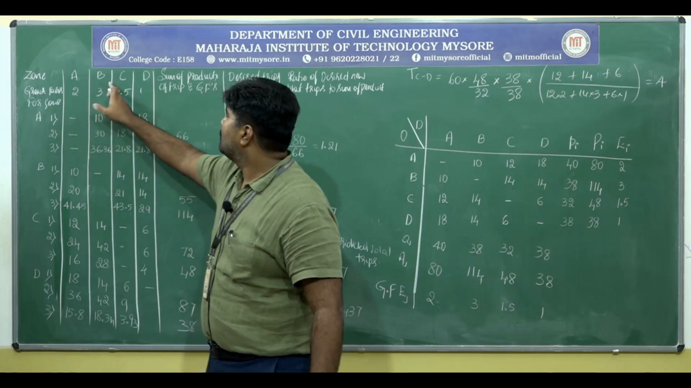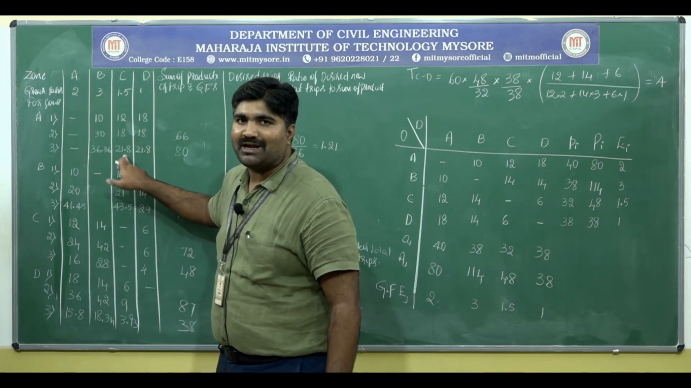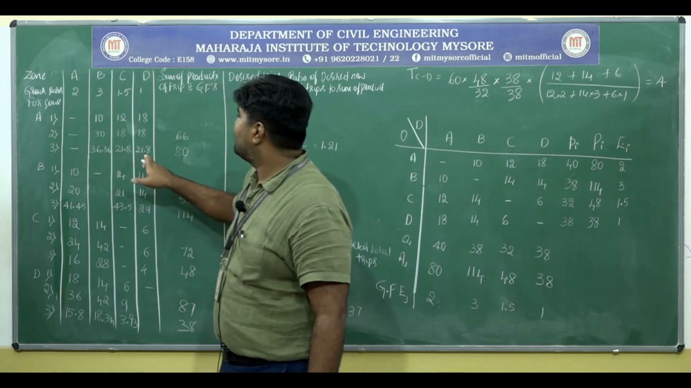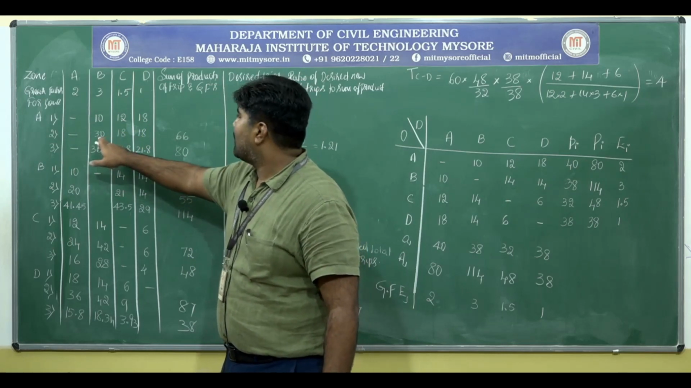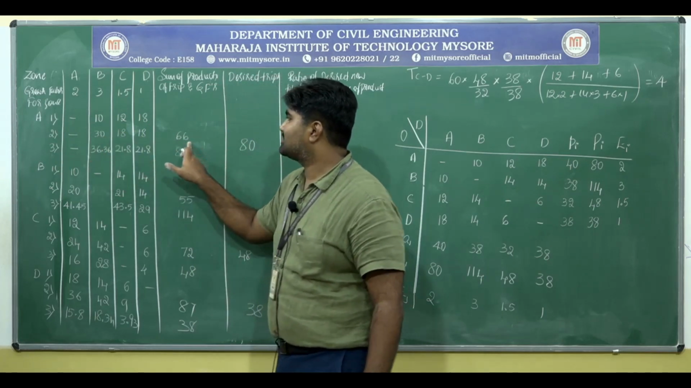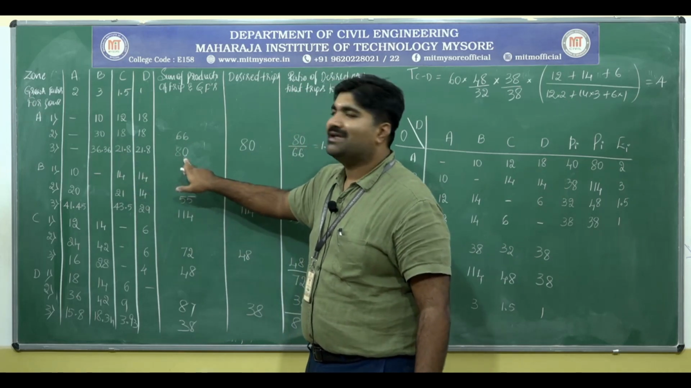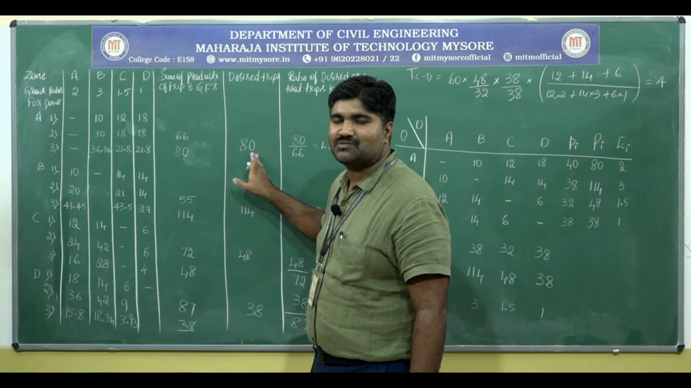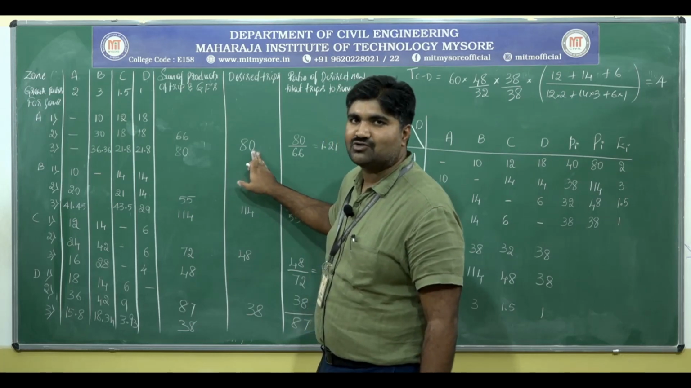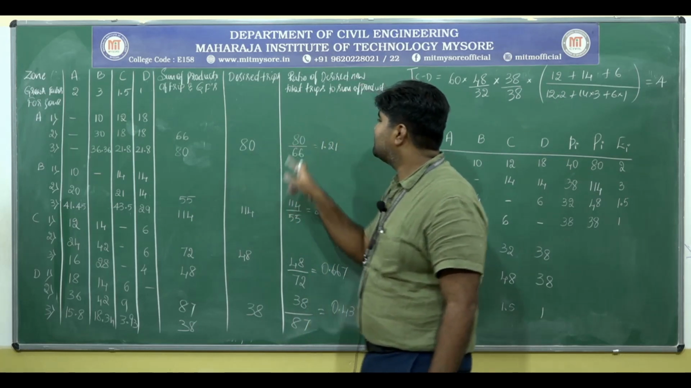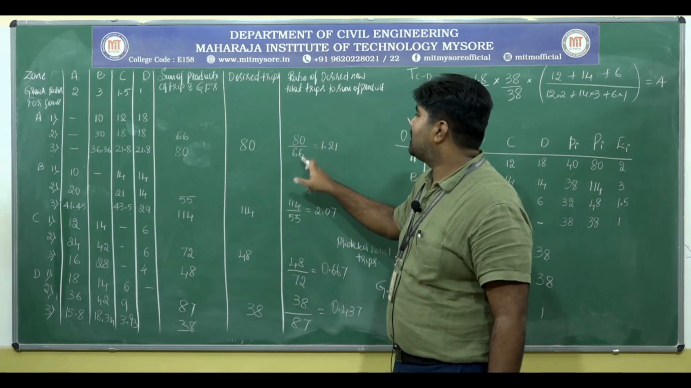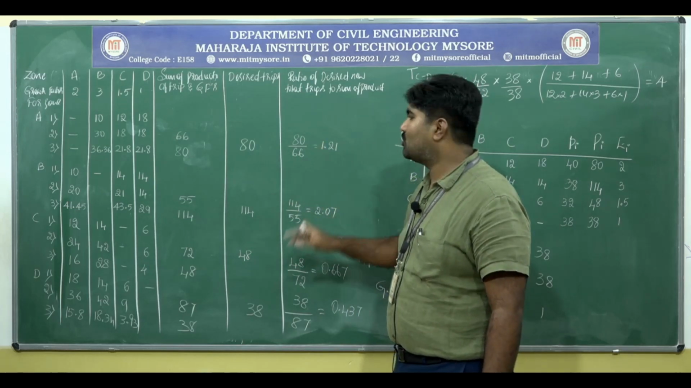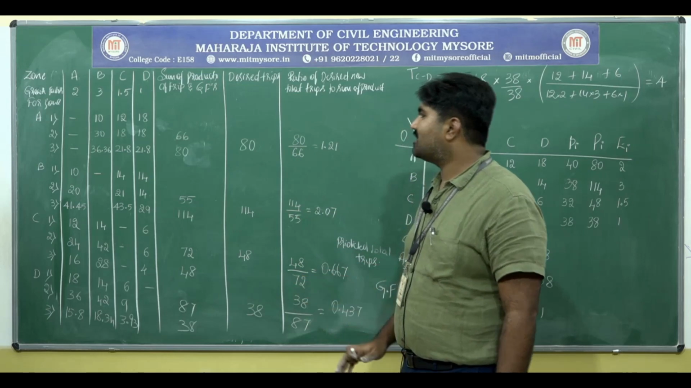Similarly for A to C we have got 21.8. A to D we have got 21.8. Add this row, we will get 66. Add this row, you will get 80. See, these are the desired trips or predicted trips or estimated trips which are given in the question for zone A. Next it is the ratio. 80 divided by 66, we will get 1.21. Similarly you do for other zones.